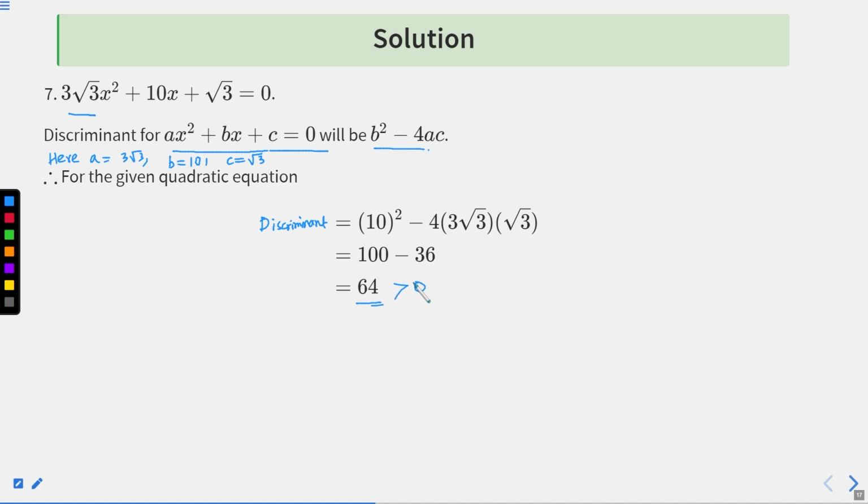You can also extend this problem. Here the sign is positive, so the nature of the roots of this quadratic equation is distinct real roots.